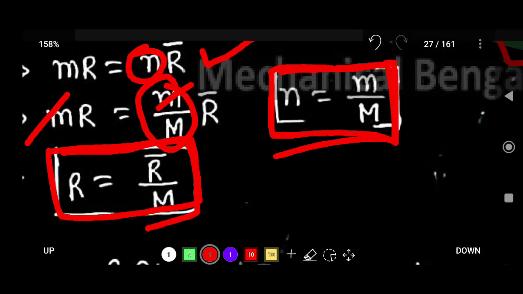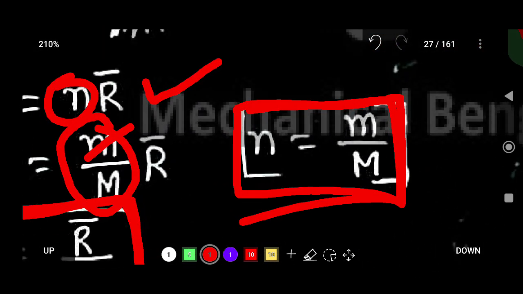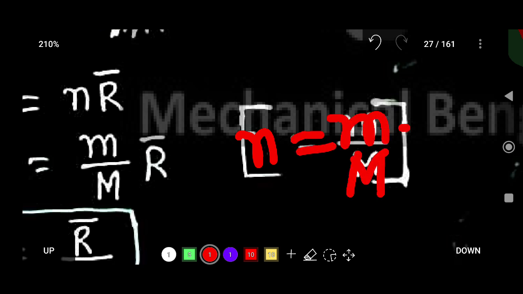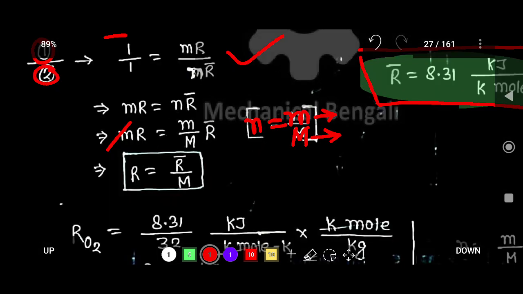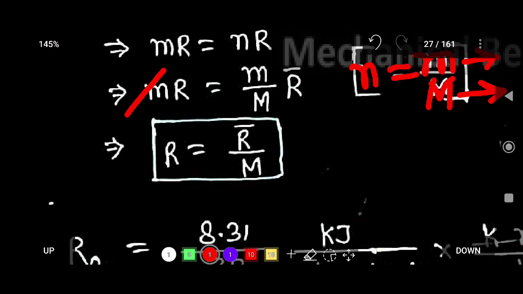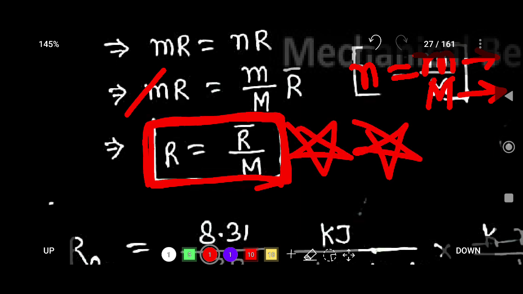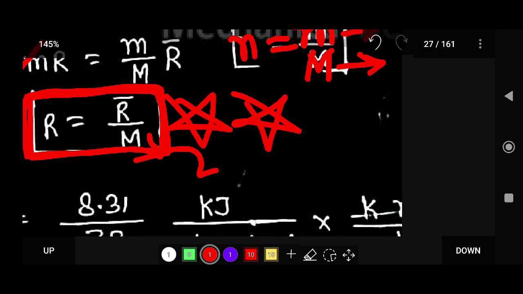What is M? M is the molecular weight. Here n equal to m by M, where m is the mass and M is the molecular weight. So this relation is very important: R equal to R bar by M. R bar is the universal gas constant, R is the characteristic gas constant, and M is the molecular weight.